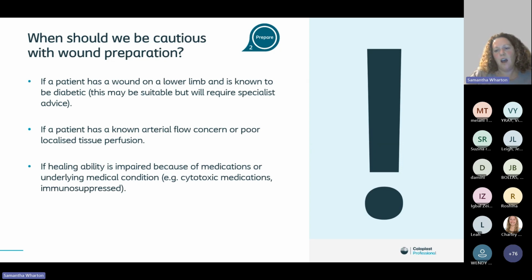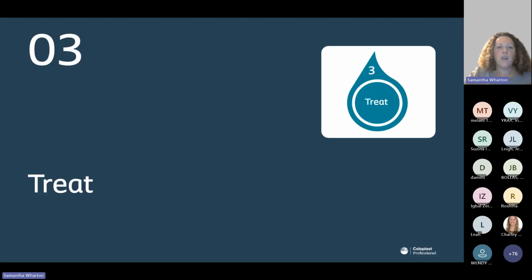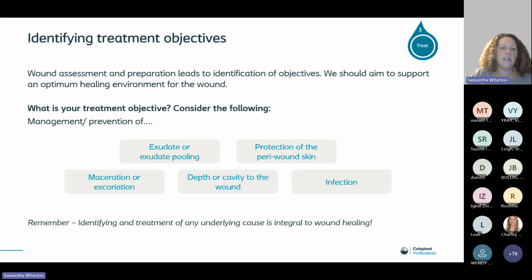So you may need to refer to specialists within your area just to get that confirmation and discuss that patient. So we've gone through our assessment, and we've now gone through our prepare, and now we're going to move on to our treat. So when we're looking at our treatment objectives, wound assessment and preparation leads to identification of our objectives. But the most important thing is identifying and treating the underlying cause.